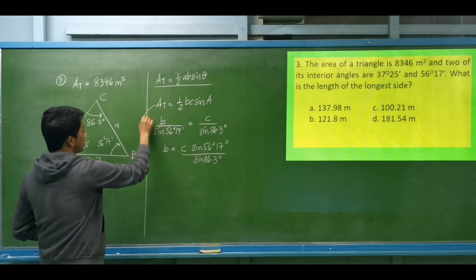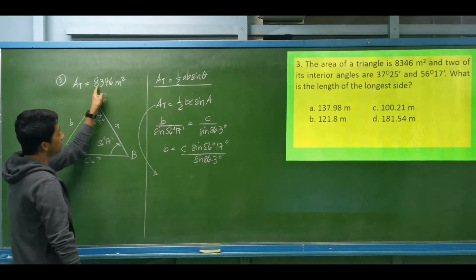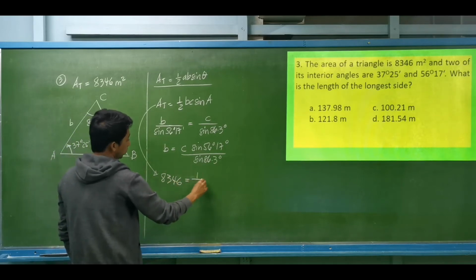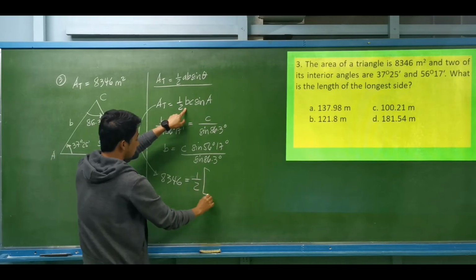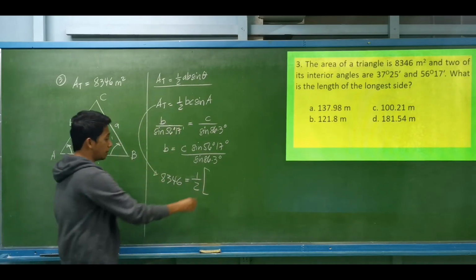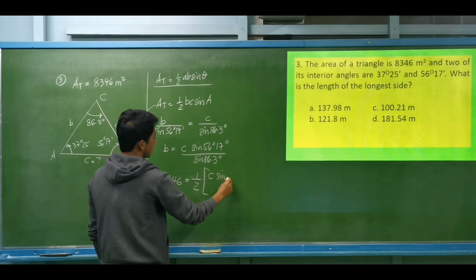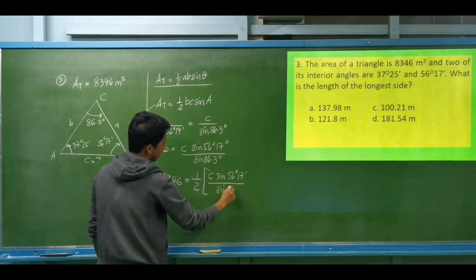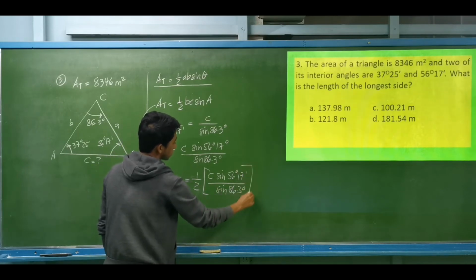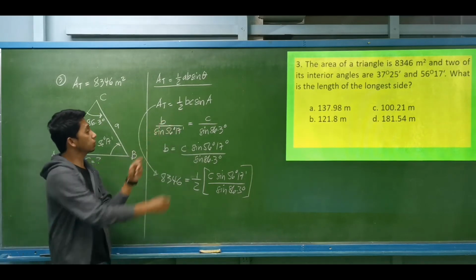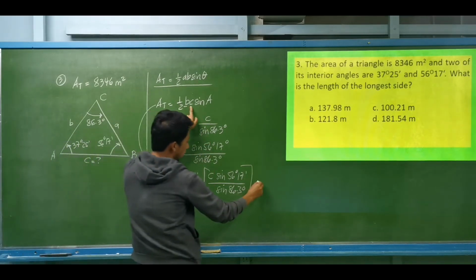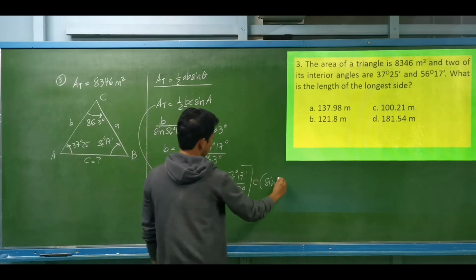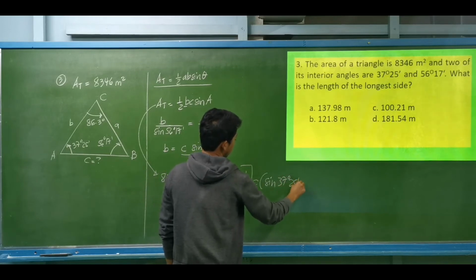Ngayon, balikan natin yung equation na to. We have the area of the triangle, given siya as 8,346, equal to 1/2. Ano equivalent ni side B? Okay, magsasubstitute tayo. Ang equivalent ni side B is C sine of 56 degrees, 17 minutes, divided by the sine of 86.3 degrees. Ito pala yung side B, multiplied by side C, tapos multiplied by the sine of, ano si angle A? We have 37 degrees, 25 minutes.